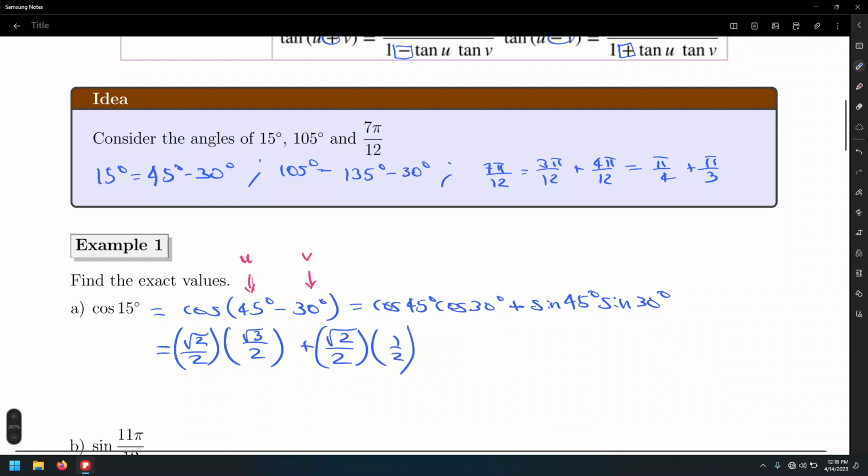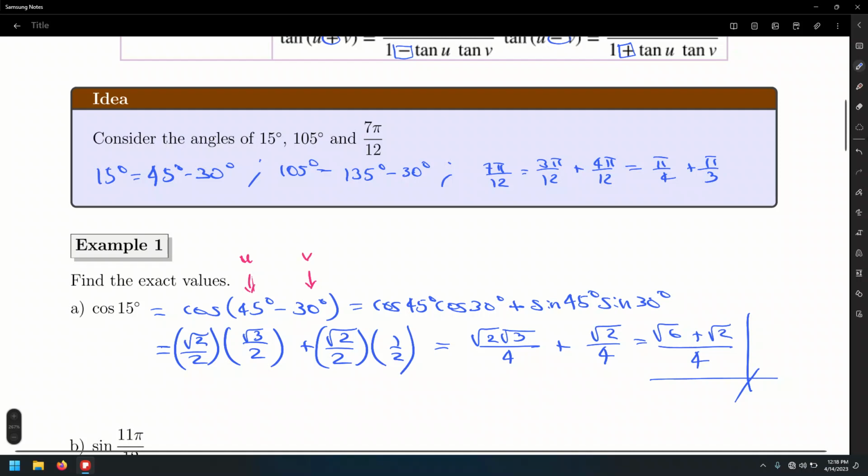And all we have to do is simplify each fraction and then combine them together. Usually for these kinds of problems, we will get already a common denominator. So let's see. That's root of 2 times root of 3, that's over 4, plus root of 2 times 1, that's root of 2 over 4. But root of 2 times root of 3, that's the same as root of 2 times 3, which is root of 6, plus root of 2, divided by 4.